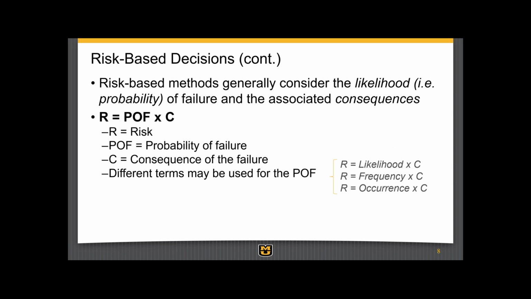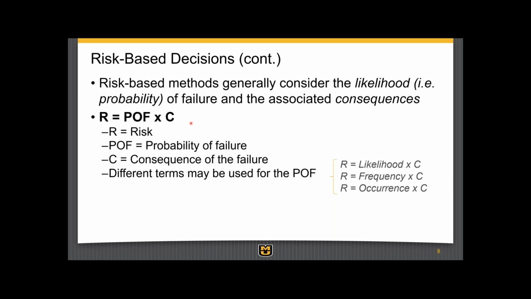And we utilize this equation here. That the risk is some measure of a probability of failure times, and we use times sort of liberally here, times some sort of a calculation of what the consequence might be.